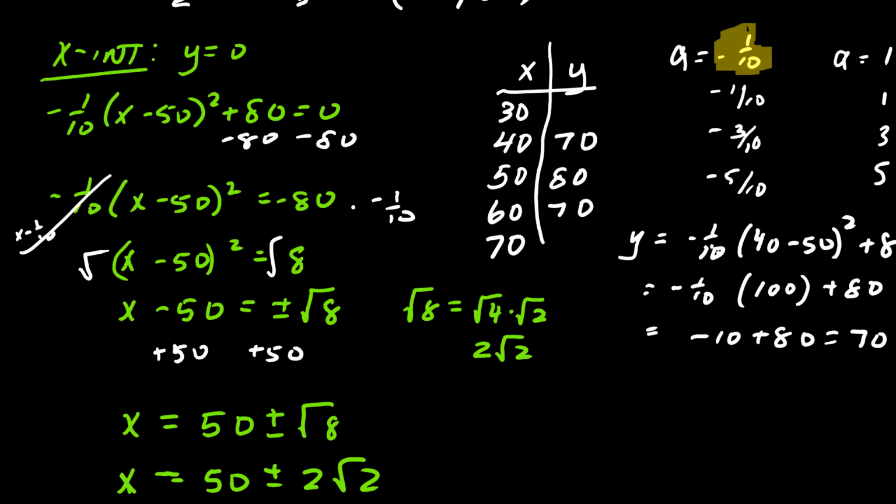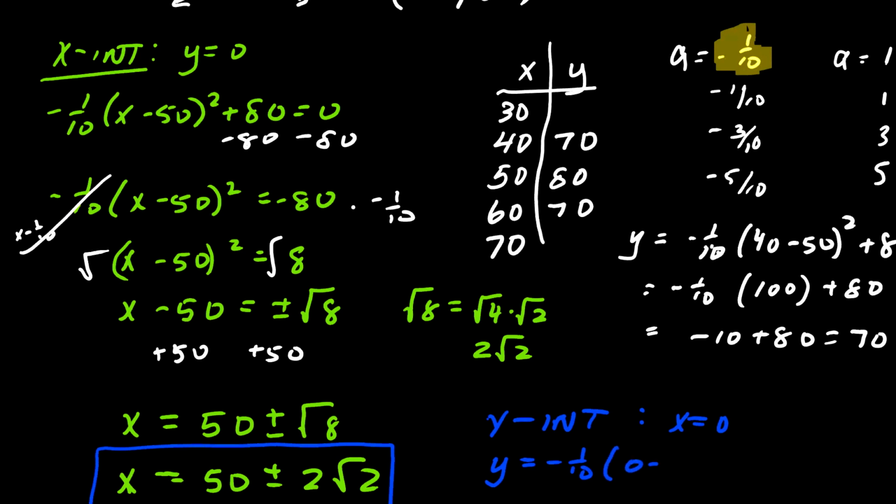Our y-intercept, as you know, is found the same way. Let's just identify that there. So we have our y-intercept. We will set x equal to 0. And in doing that, we'll have y equals negative 1/10 times (0 minus 50) squared plus 80. So in a lot of these, you may have a calculator to do your work, so that might make things easier for you.